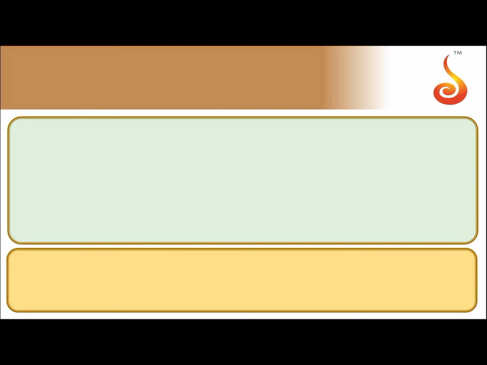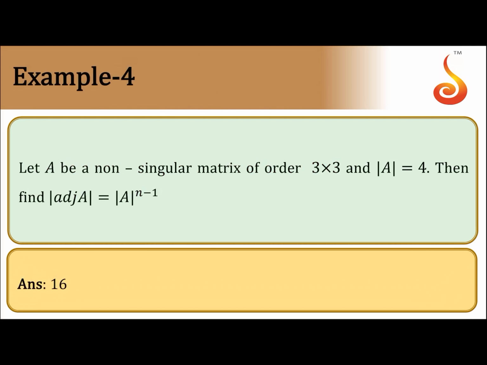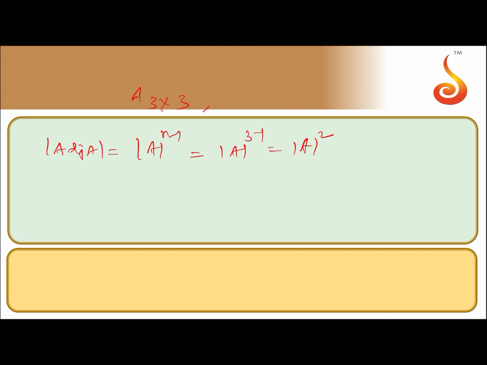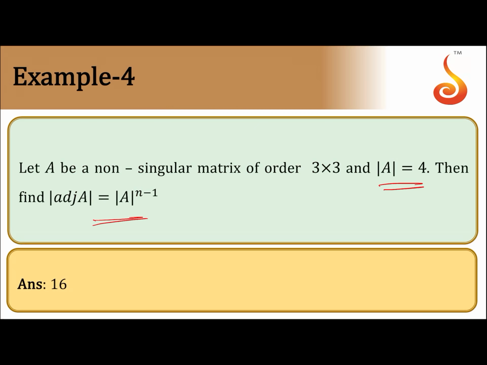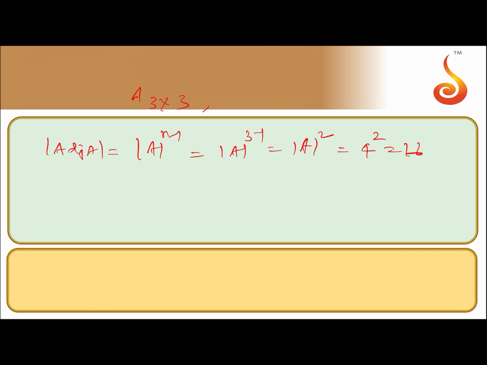We know by the basic property that det of adjoint A is det A to the power of n minus 1. If A is a matrix of order 3 by 3, n is equal to 3. That is det A to the power of 3 minus 1, det A whole square. But you are given det A is equal to 4. So that is 4 square, which equals 16. So 16 is the answer.